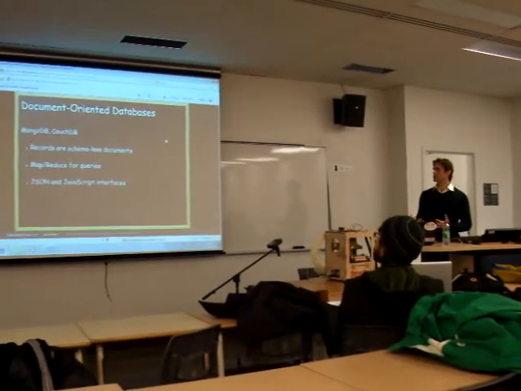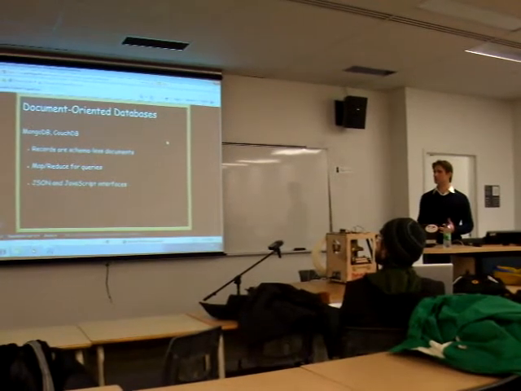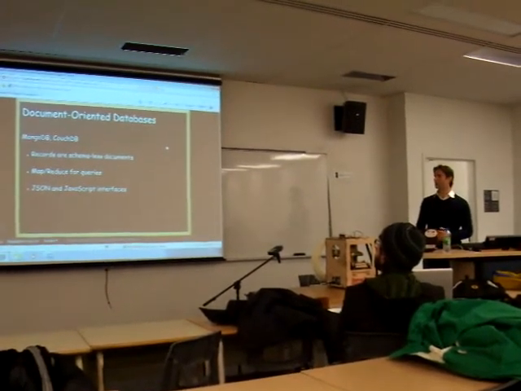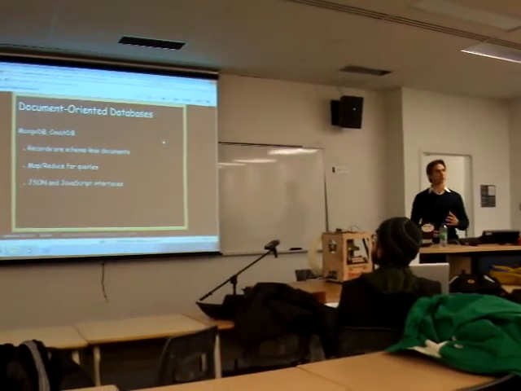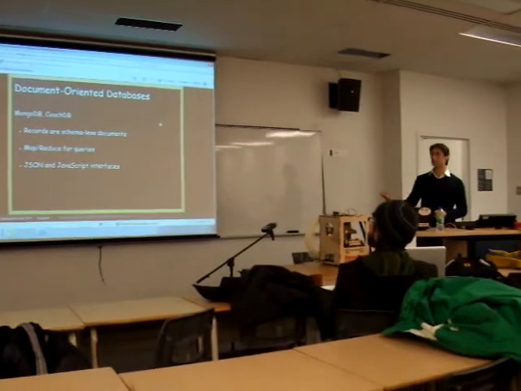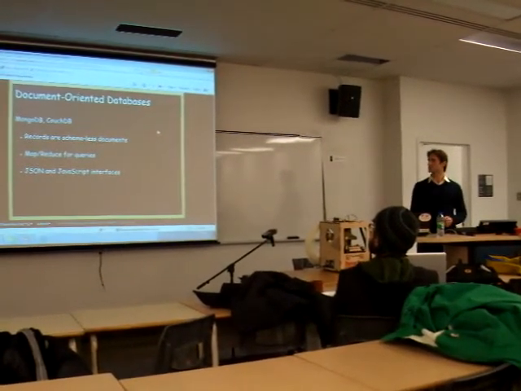Next up, we have document-oriented databases. These are schemaless JSON objects that are identified by primary keys. And you essentially aggregate the data or limit your result sets using MapReduce queries. And you use JavaScript as the querying language.